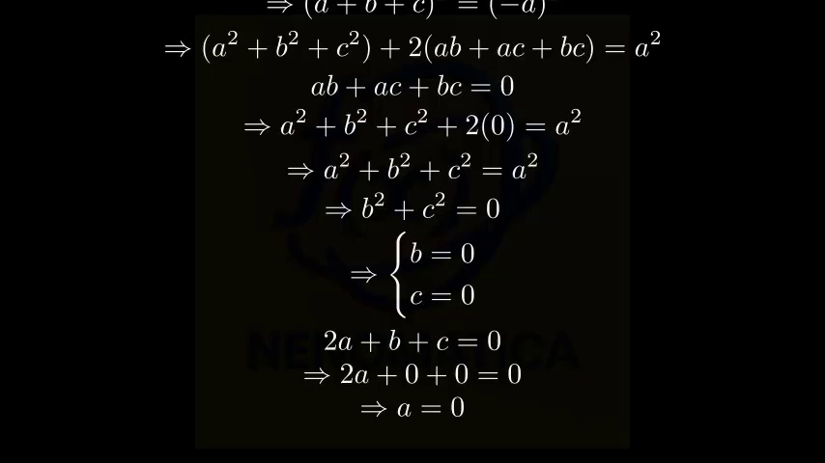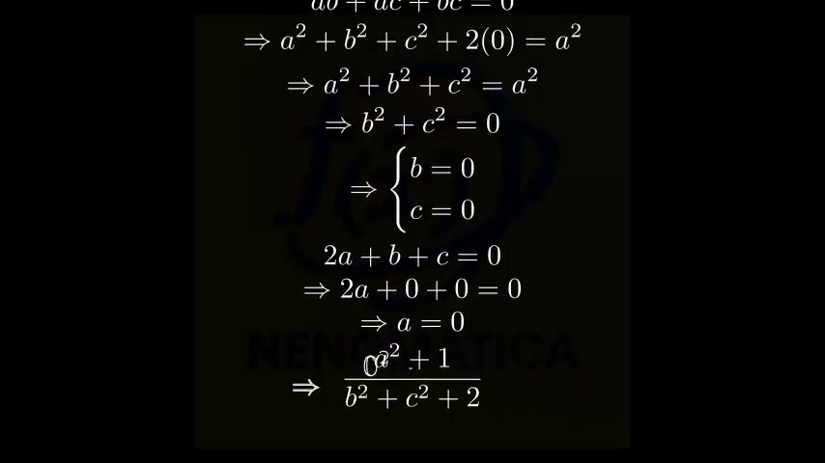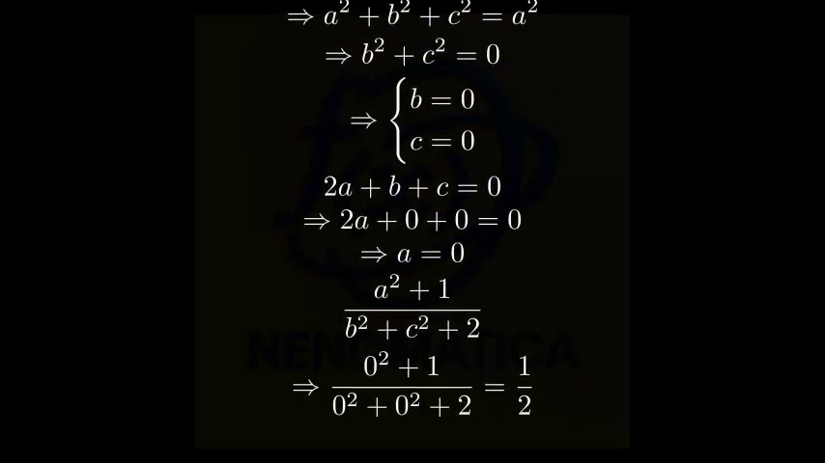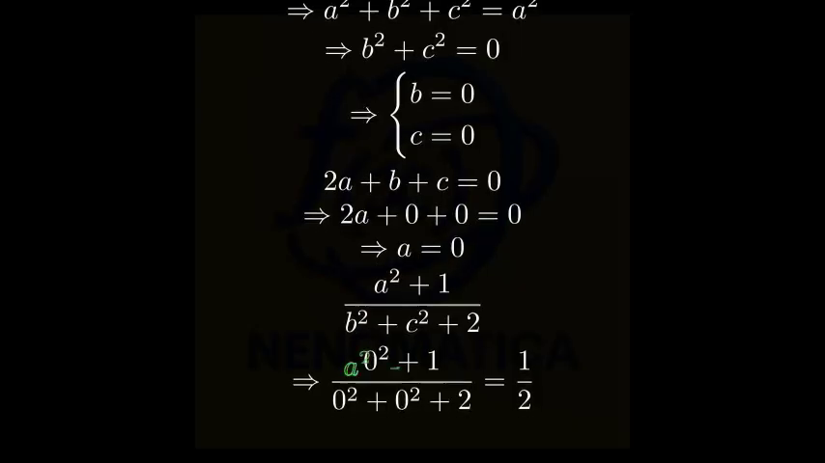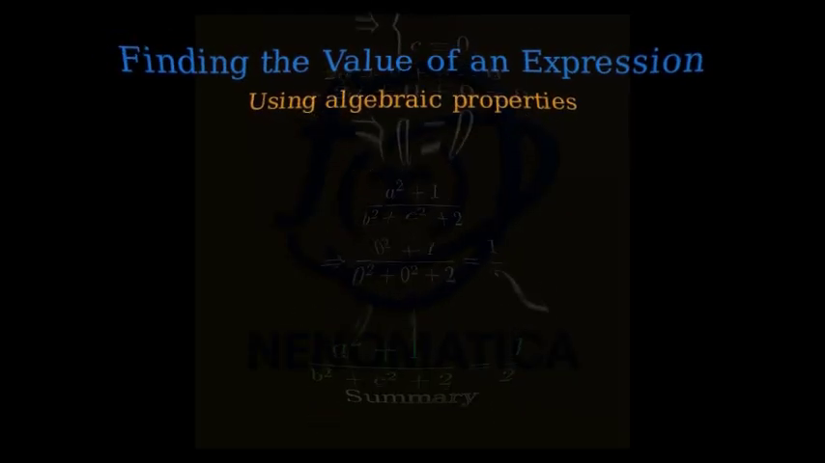Finally, let's calculate the value of the fraction we were asked to find. We need to find (a squared plus 1) divided by (b squared plus c squared plus 2). Substituting a equals 0, b equals 0, and c equals 0, we get (0 squared plus 1) divided by (0 squared plus 0 squared plus 2), which simplifies to 1 divided by 2, or 1/2. Therefore, the value of the fraction is equal to 1/2.